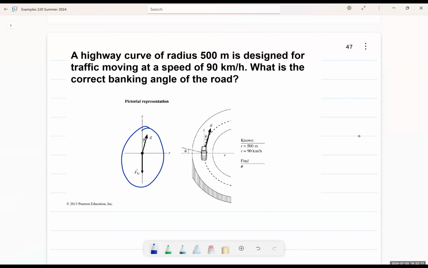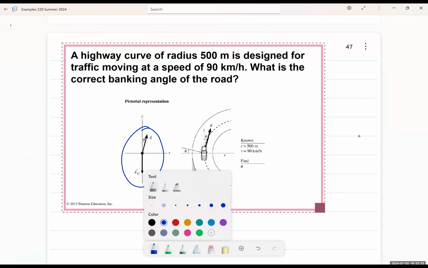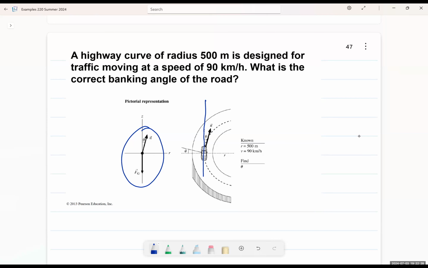What allows you to make a turn is the normal force, because in this case we take the coordinate system such that this is the z-axis, and this is the radial axis, and what I have here is the normal force.